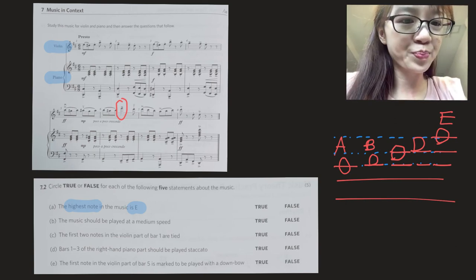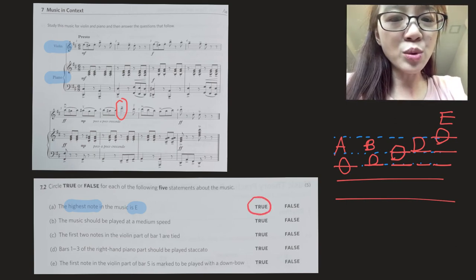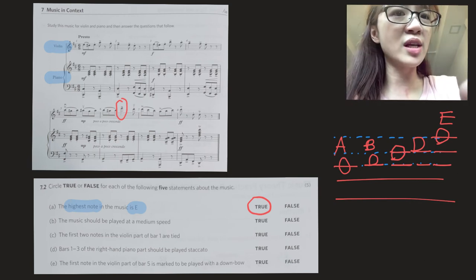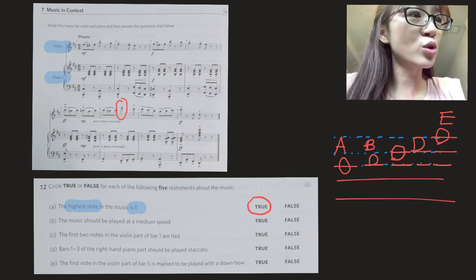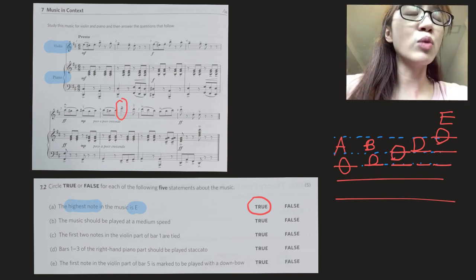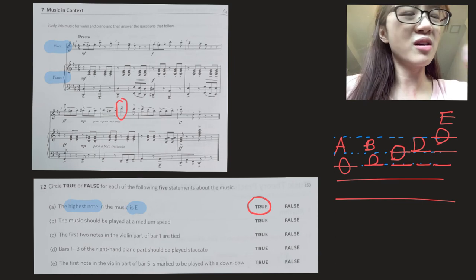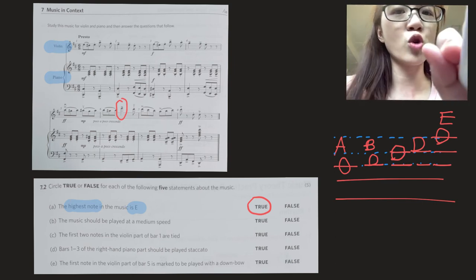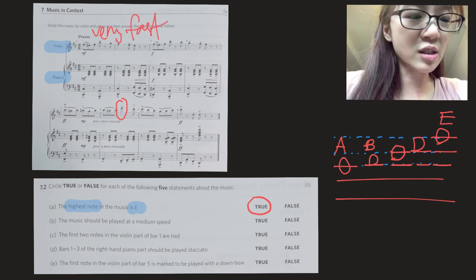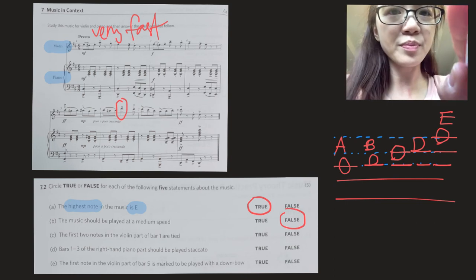That's true. The music should be played at a medium speed. This is to test your Italian words. Presto is very fast. If moderate speed, it will become moderato. Here is false because presto means very fast. So the answer is not correct.